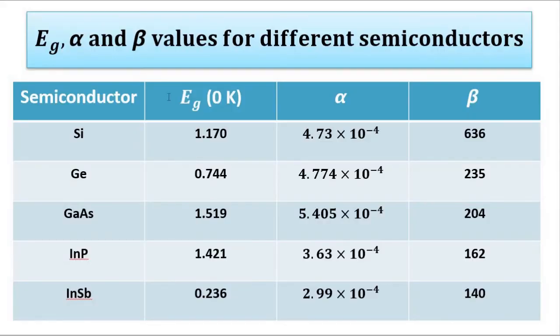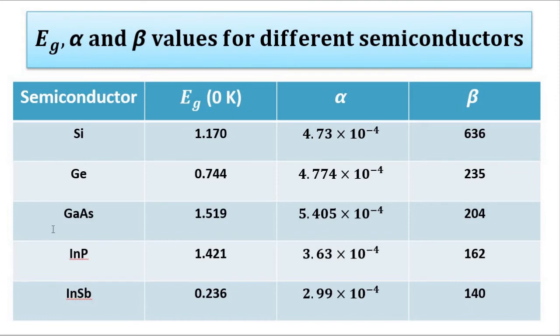So here is a table where we have the band gap energy at 0 Kelvin, alpha and beta values. For silicon it is 1.170 band gap energy at 0 Kelvin, alpha value is 4.73 into 10 to the power minus 4, beta is 636. For germanium it is 0.744, the band gap energy at 0 Kelvin, alpha is 4.774 into 10 to the power minus 4, beta value is 235.